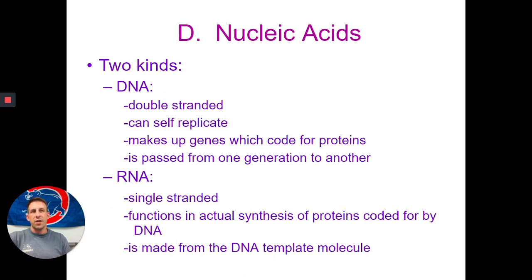Some of the components that make up RNA are a little bit different, and that's one of the things that we'll talk about here as we work our way through this part of the chapter. And it functions in actual synthesis of the proteins that are coded for by the DNA. Oftentimes, the RNA is like a throwaway copy, like a disposable copy of the DNA. So it is a very important part of what our cells use to help build our larger structure. And it's made from the DNA template molecule.